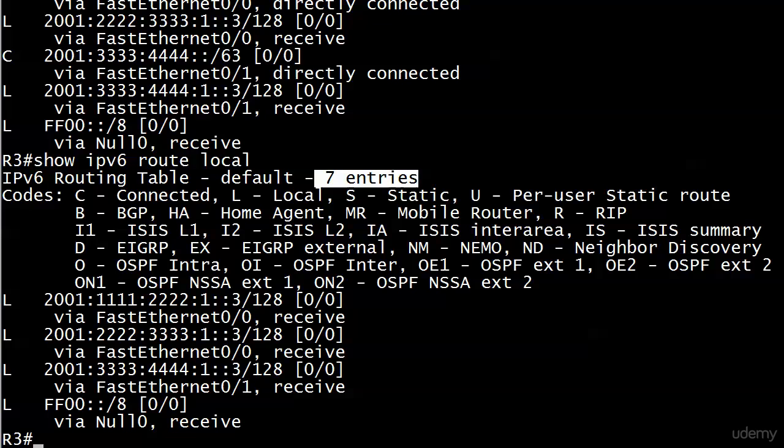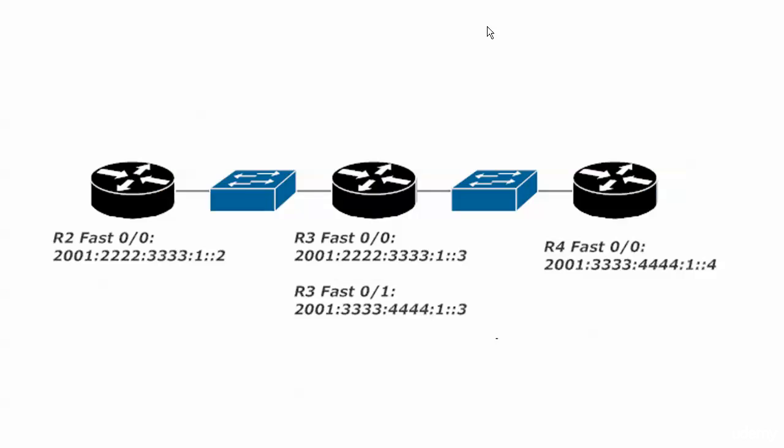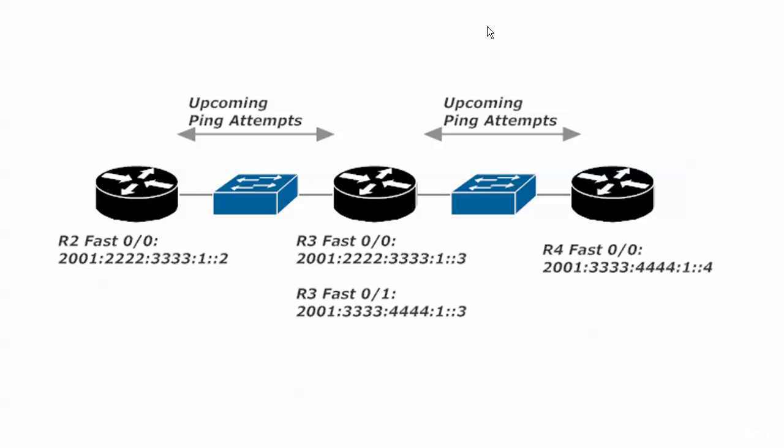Matter of fact, let's do a little preview of that, because we should be able to send some pings around right now without any static routing, without a routing protocol. Router 2 should be able to ping 3, 3 should be able to ping 2, and we're going to find out whether they can, and then try to take it a little bit further and look at how we ping in IPv6 coming up next.